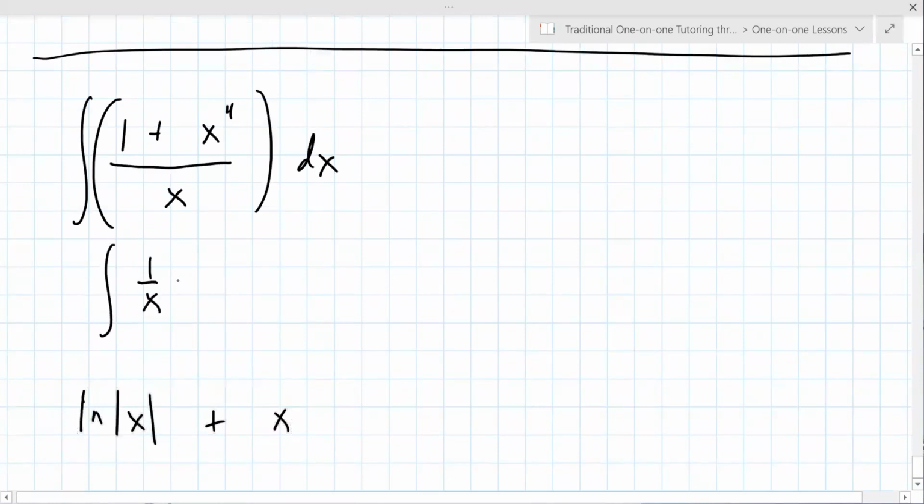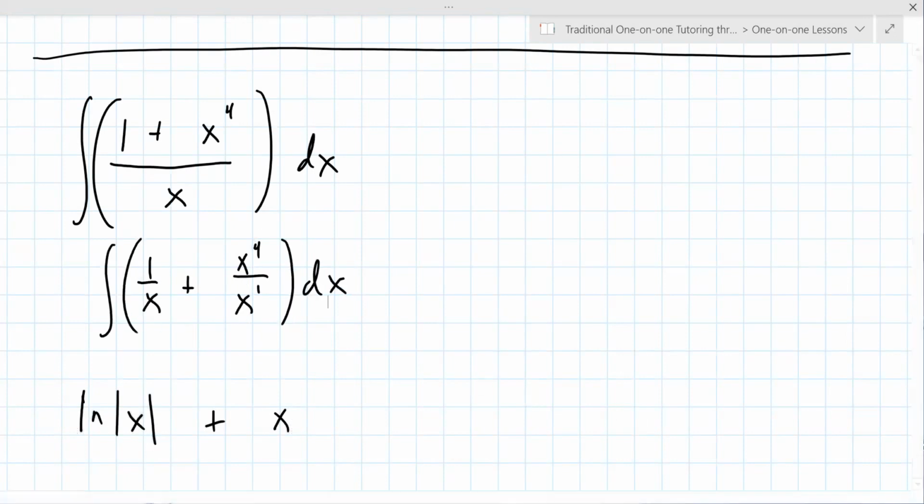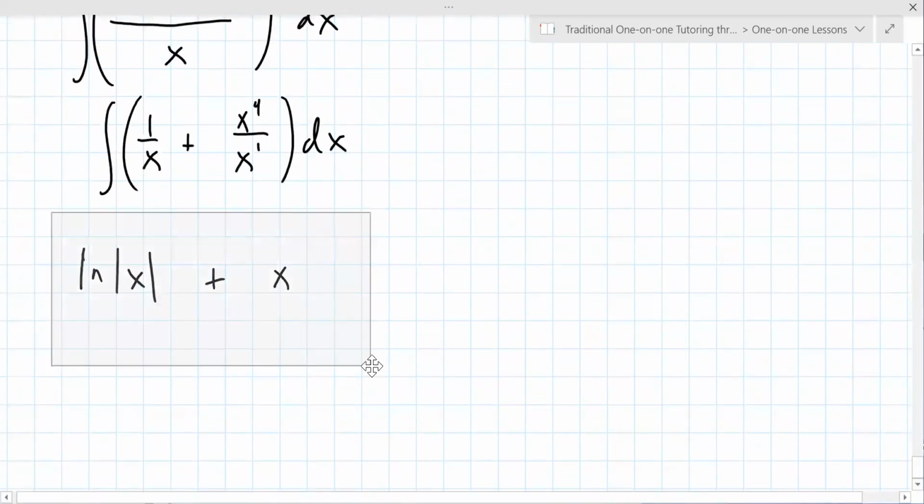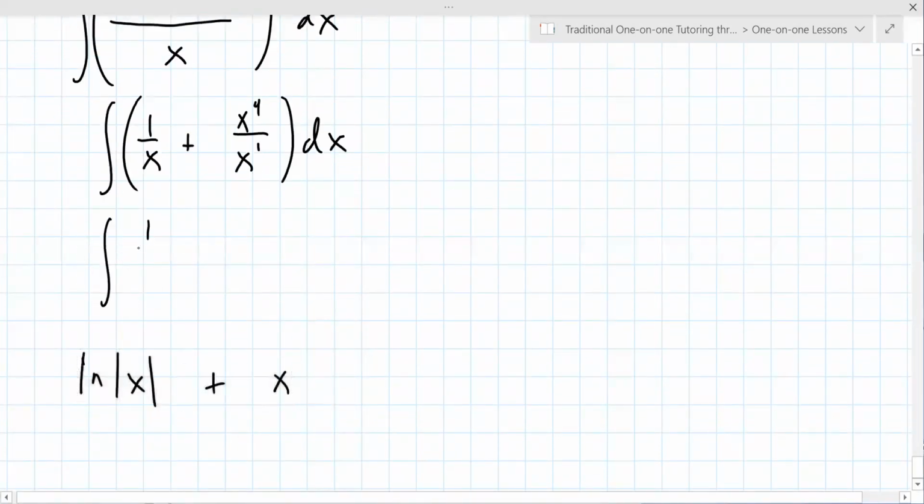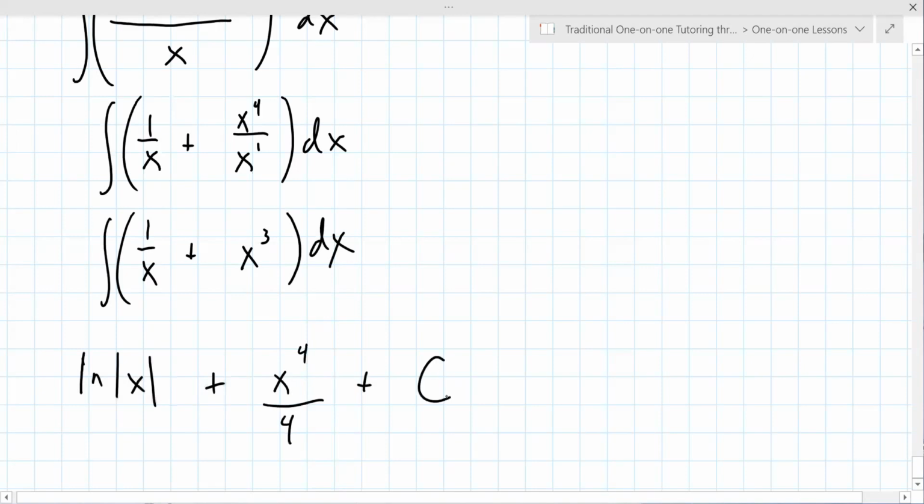It becomes 1 over x plus x to the 4th over x. But this you have to simplify. So it becomes x to the 3rd. Right. So what does that become? Add 1 over 4, then yeah. So you always put c at the end. C goes at the end. Always. Okay.